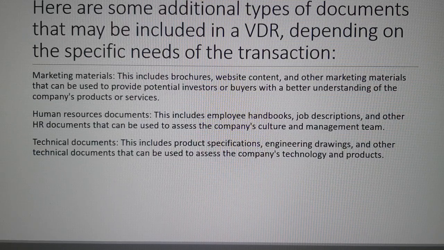Human resource documents. This includes employee handbooks, job descriptions, and other HR documents that can be used to assess the company culture and management team. Technical documents. This includes product specifications, engineering drawings, and other technical documents that can be used to assess the company's technology and products.